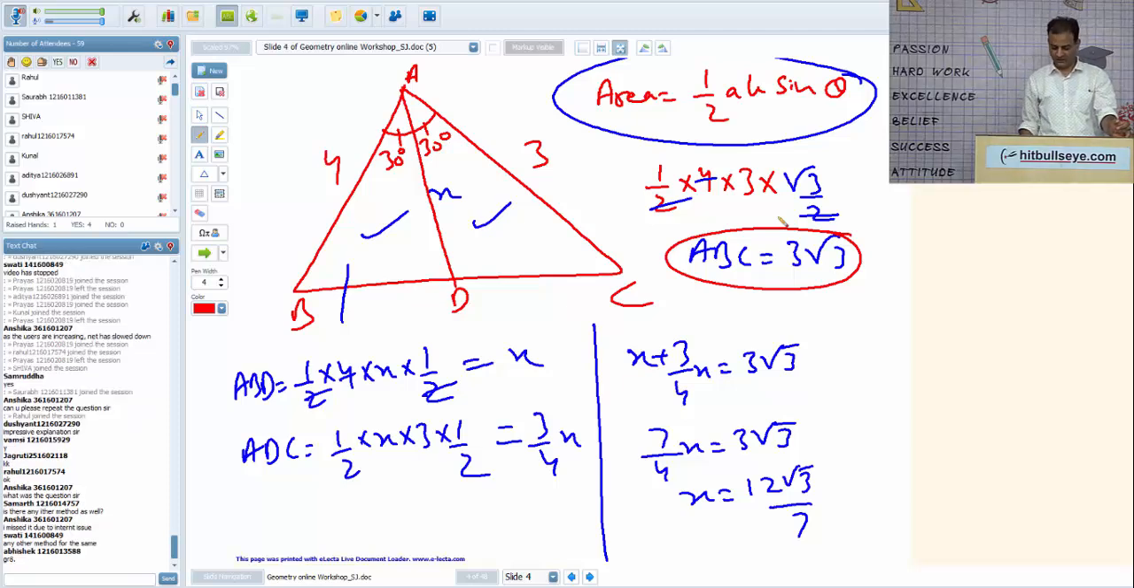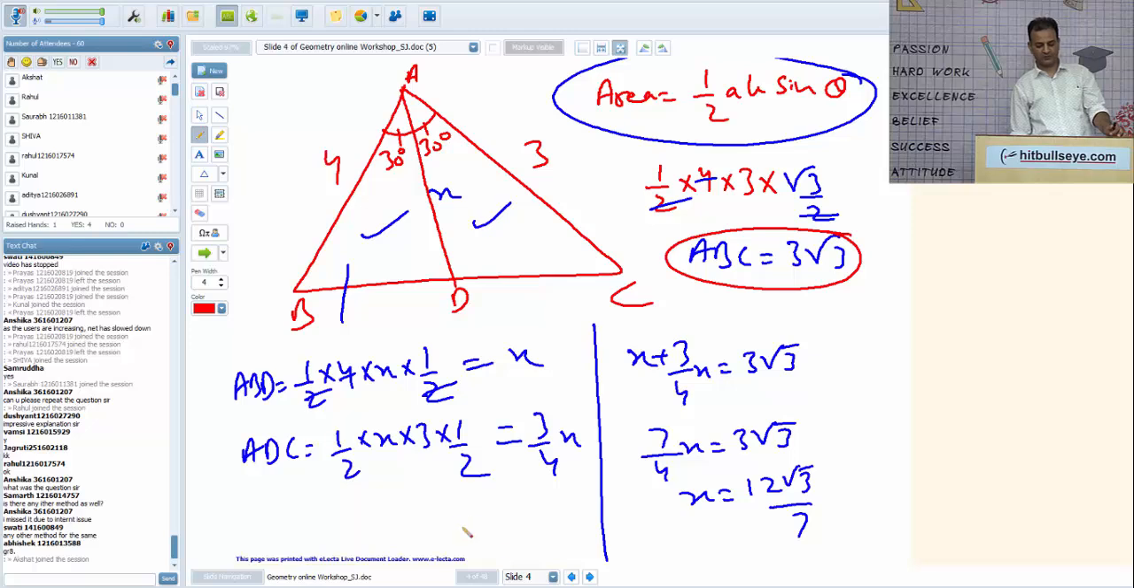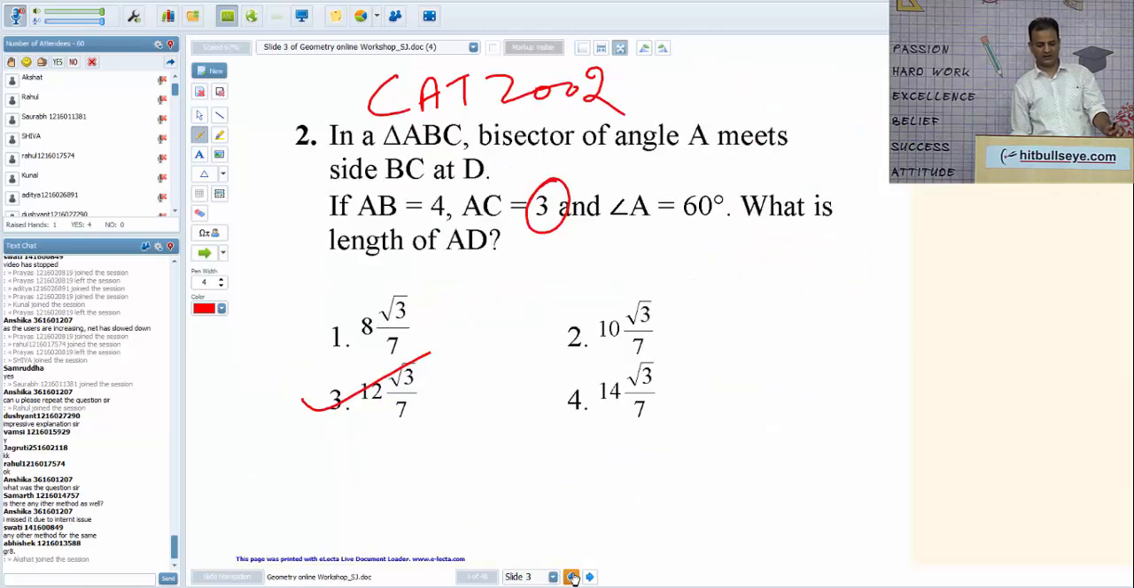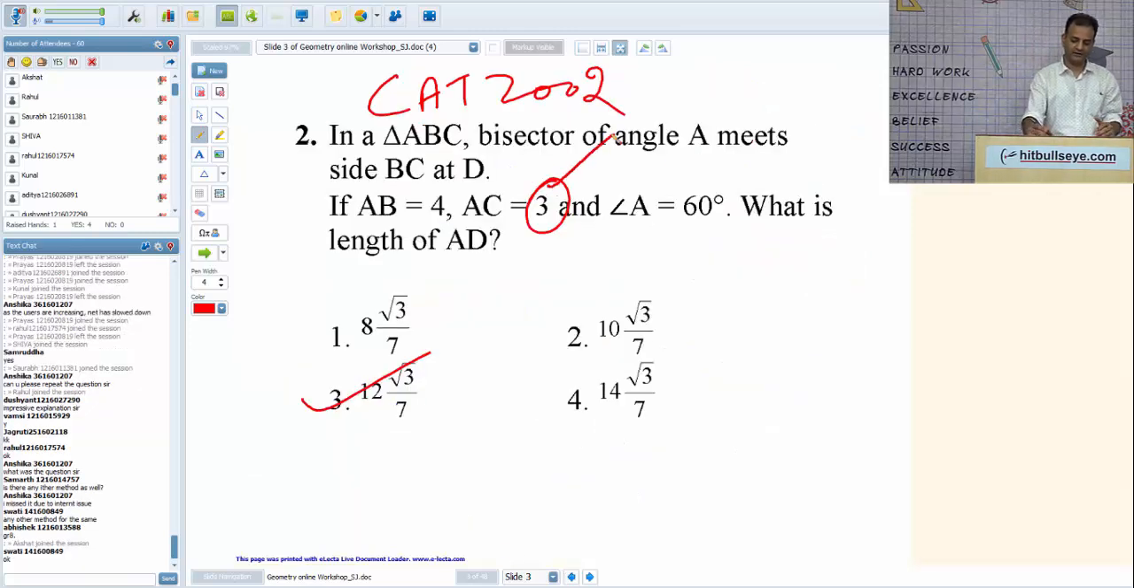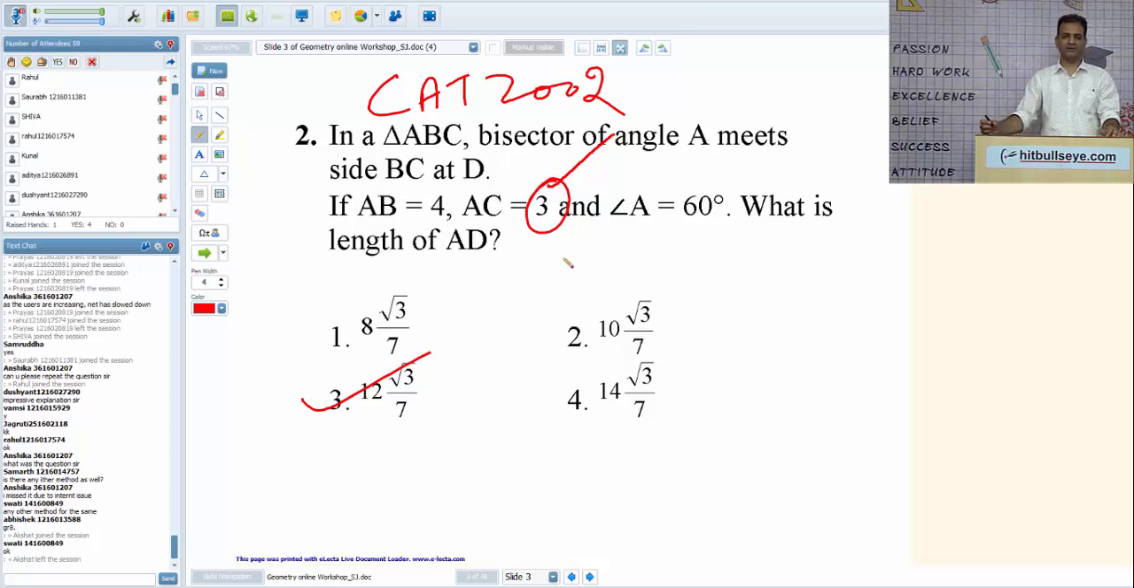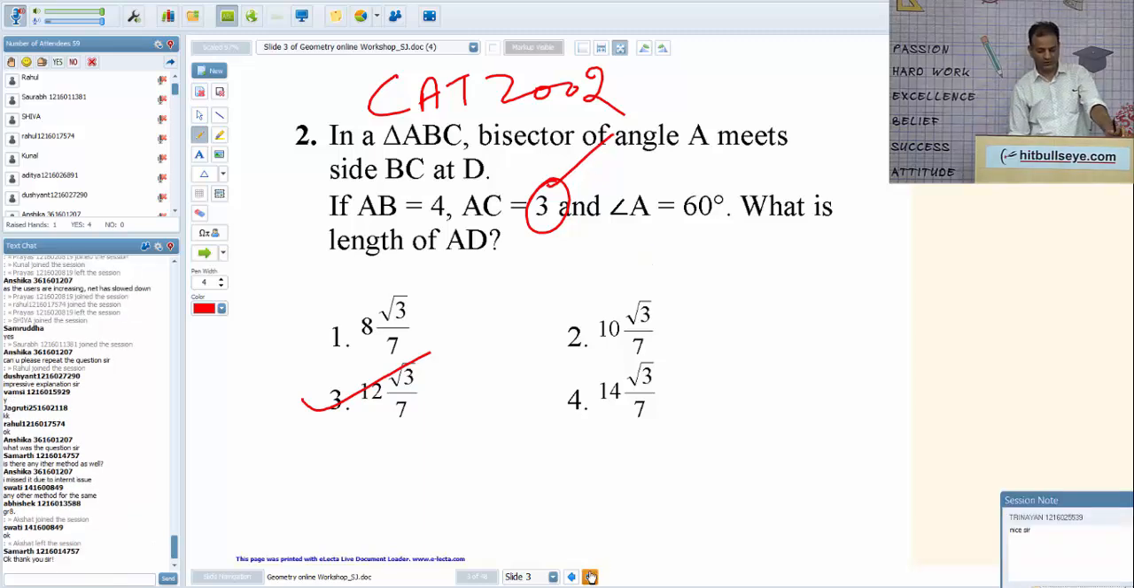And the other way I have told you is that you can simply see the multiples. If only a single multiple is there, like AC is 3 given, so you can see the multiple of 3 in the options, and in 90% cases it will be correct. But again, you can do this only if you are not getting any hint. Clear? Now we are moving to the next question.